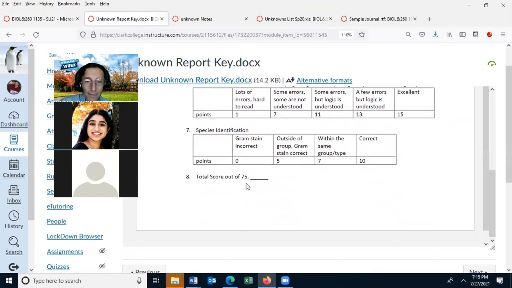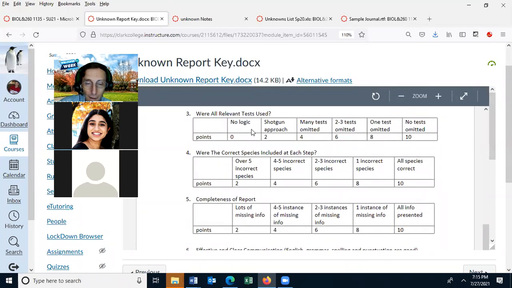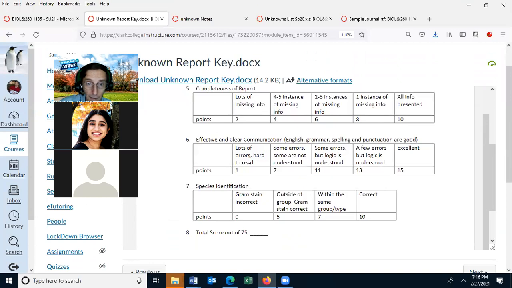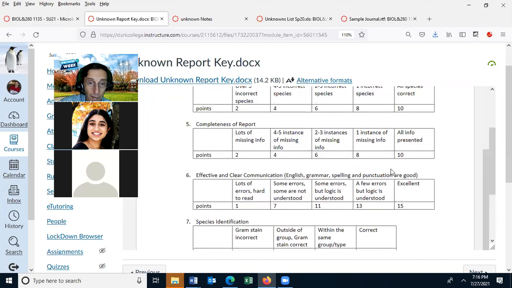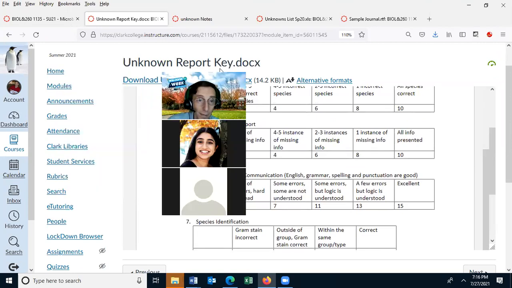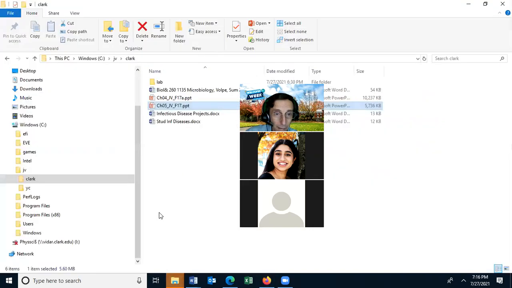Nope, that's correct. It's out of 75 points, so this is the correct grading rubric. I will figure out if all the relevant tests were used, were the correct species included at each step, is the report complete, is there effective and clear communication, was the correct species identified at the end, and that'll be a total of 75 points. There are certain parts that have to make the report complete, and let me talk about what you need to do to get the report complete.